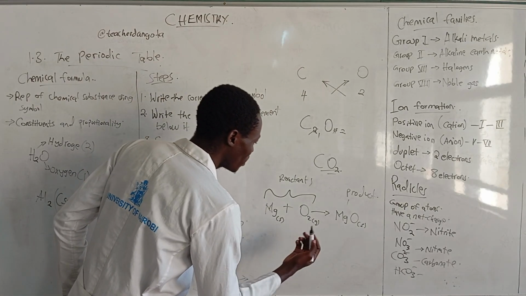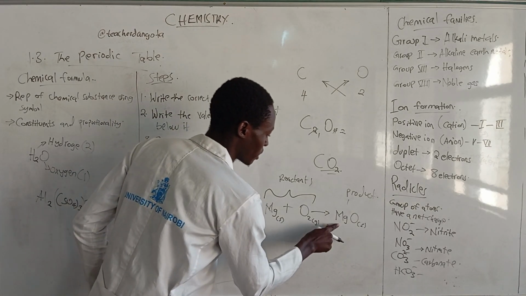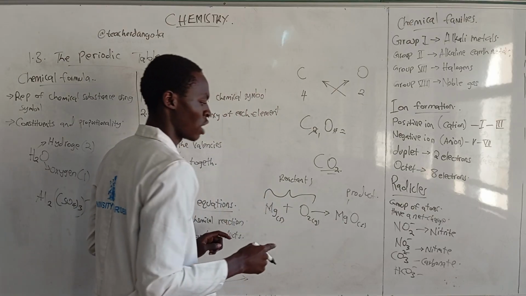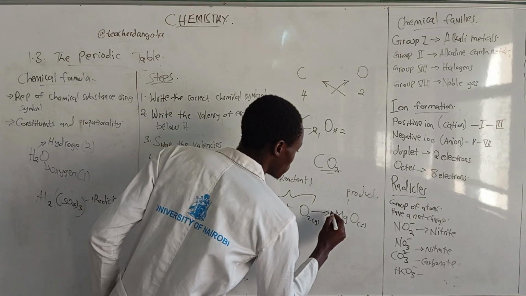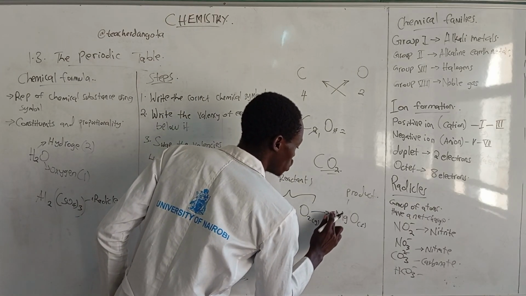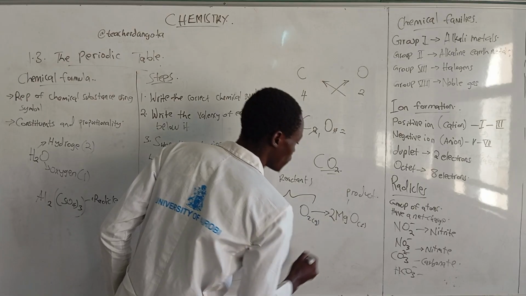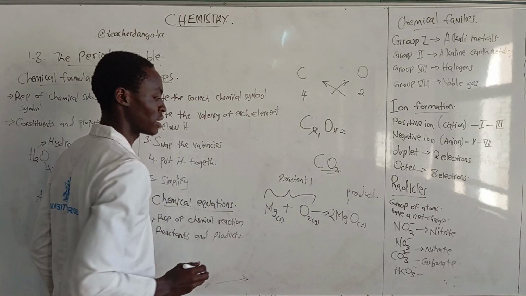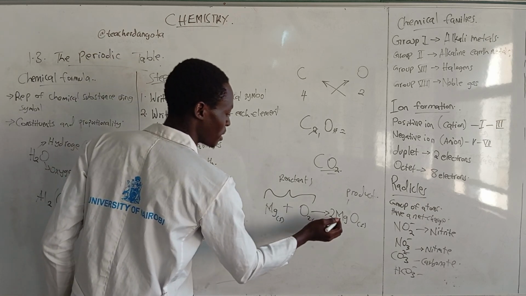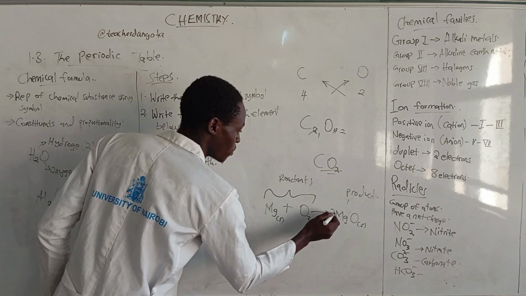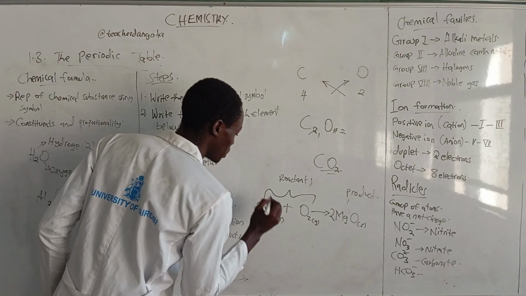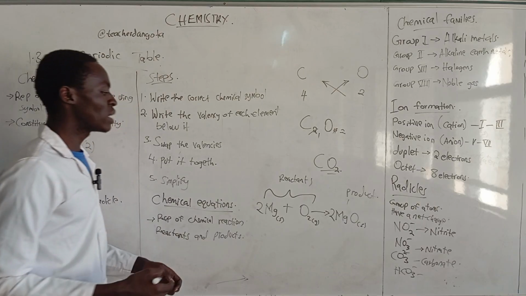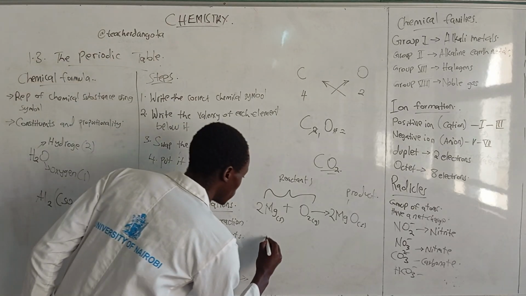So how do you balance it? Check on magnesium: 1, 1. That's good. How about oxygen? On this side it is 2, but this side it is 1. You'll have to make the oxygen on this other side to be 2. So when you make the oxygen 2, it will now be 2 oxygen, but now here we're having 1 magnesium. So we have to balance this one too. On this side we're having 2 magnesium, so to make this one 2, we put a 2 here. So we have 2 magnesium, 2 magnesium, 2 oxygen, 2 oxygen. And that way it has now become balanced.